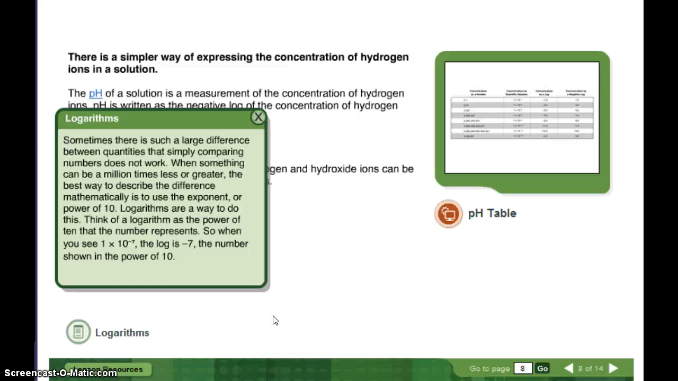Think of a logarithm as the power of 10 that the number represents. So when you see 1 times 10 to the negative 7, the log is negative 7. The number shown in the power of 10. Okay, so basically instead of saying, oh, the pH of water is 1 times 10 to the negative 7, they took the log of 1 times 10 to the negative 7, and the answer is just negative 7. It's kind of neat how that works. So they just made them all positive and said, oh, look at that, the pH is 7.